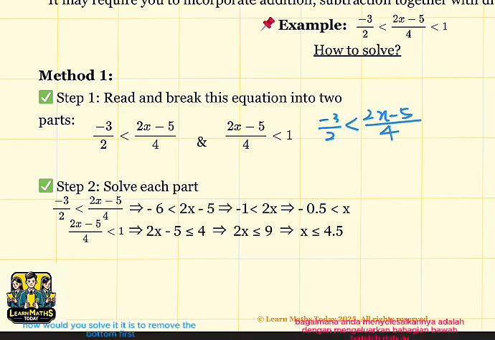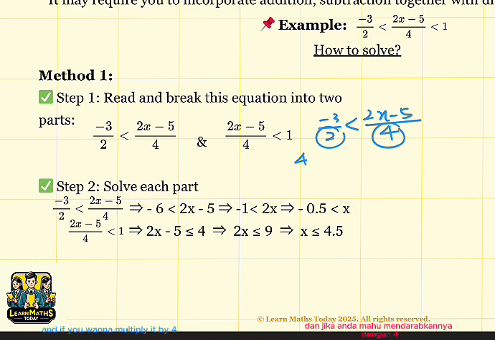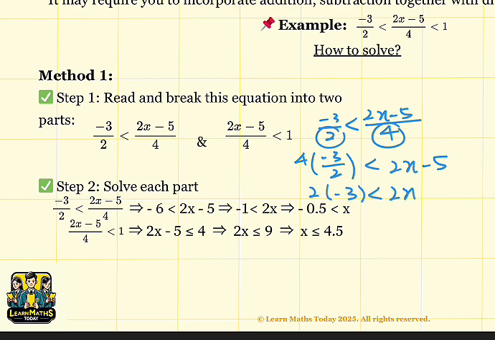So if you were to look at the first part, how would you solve it? It is to remove the bottom first, remember, because it is a fraction. So you do that by multiplying both sides by 4. If you were to multiply it by 4, you will get this answer. Okay? And if you were to expand it, you will get this.